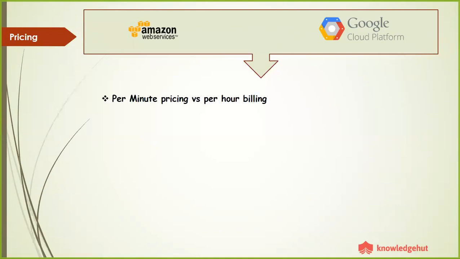On the pricing front, Amazon has pricing on an hourly basis, while Google has pricing on a per minute basis. This really becomes crucial if you are doing lots of experiments or your application scales down or up according to application demands. This becomes really price sensitive. Google has a 10 minute minimum usage. That means if you use a Google server for 5 minutes, you will be charged for 10 minutes. But if you use an Amazon server for 5 minutes, you will be charged for 1 hour completely.